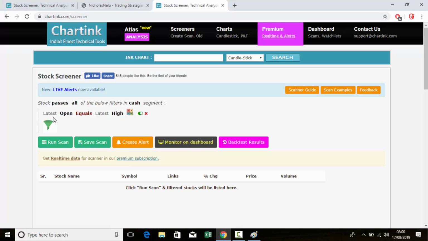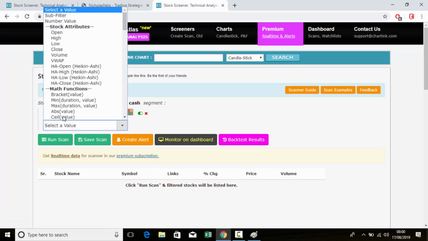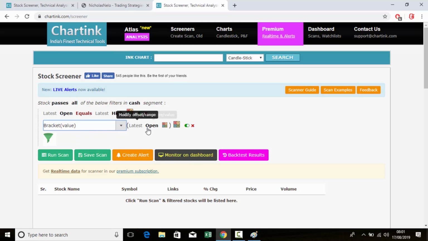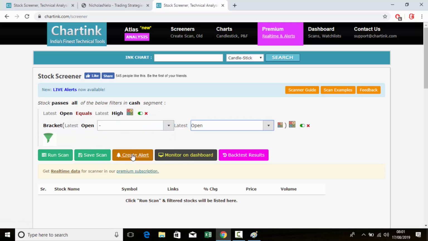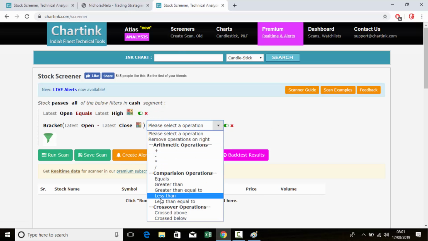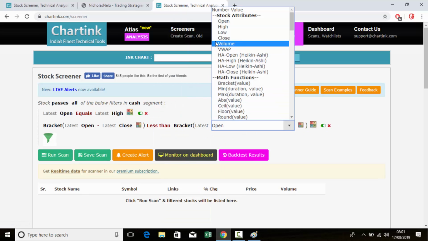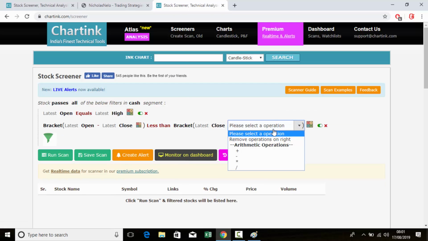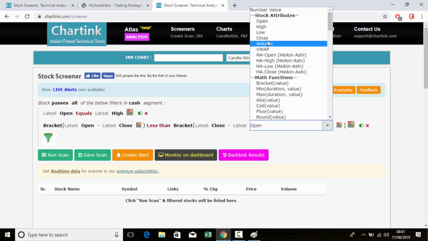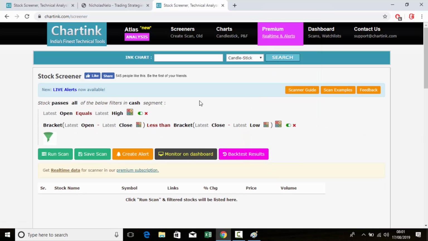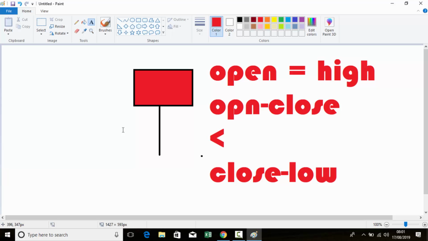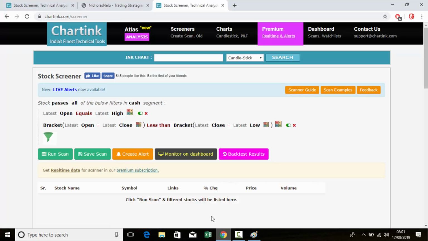Okay, first condition we made: open equal to high. The second condition is bracket, latest open minus close, less than, again bracket, latest close minus low. Our scanner is ready. Very simple method. Anyone can make a scanner like this. Not only this scanner, any type of candlestick pattern you can make this way. First you draw the pattern, apply the condition here, and just search it.